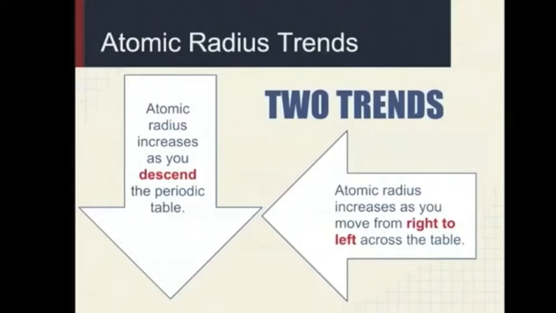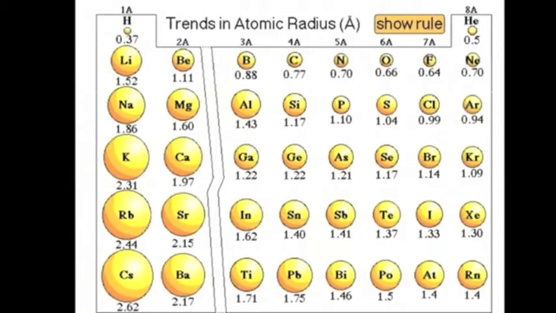As atomic radius is studied, two major trends arise on the periodic table. Atomic radius increases as you descend the periodic table and as you traverse it from right to left. These trends are clear in a diagram like this, where the largest radius occurs in the bottom left-hand corner of the periodic table.